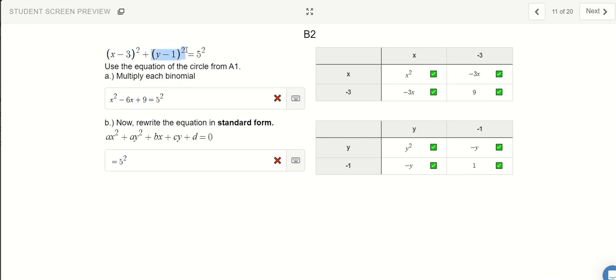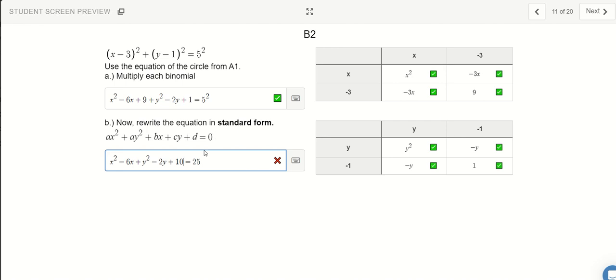And now this y minus 1 squared is going to be all of these tiles. It's going to be y squared minus 2y plus 1. So these are from squaring the x minus 3, and this part squaring from the y minus 1. It's not quite in standard form yet. We're going to need to simplify a little bit more. So I know that 5 squared is 25. Okay, and here we have a 9 and a 1. So let's go ahead and combine that 9 and 1 to get 10.